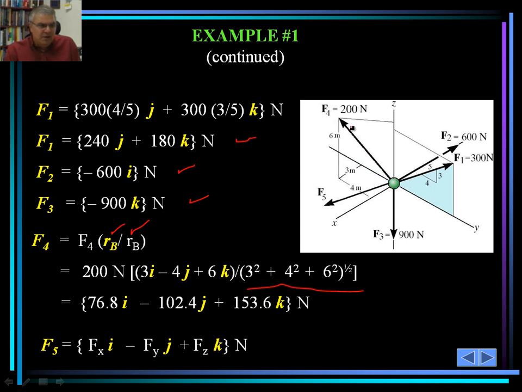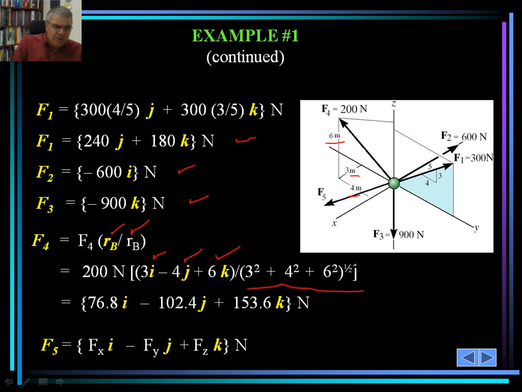F4, let's take a look at the figure. As you can see, this is the end of the arrow, and this is in space. It's not just in one plane. The way it is shown is by the given distances, 3 meter, 4 meter, and 6 meter. The 3 meter, the direction of the I is positive, so it's 3I. J is in the negative direction of Y, so that's minus 4J, and plus 6K.